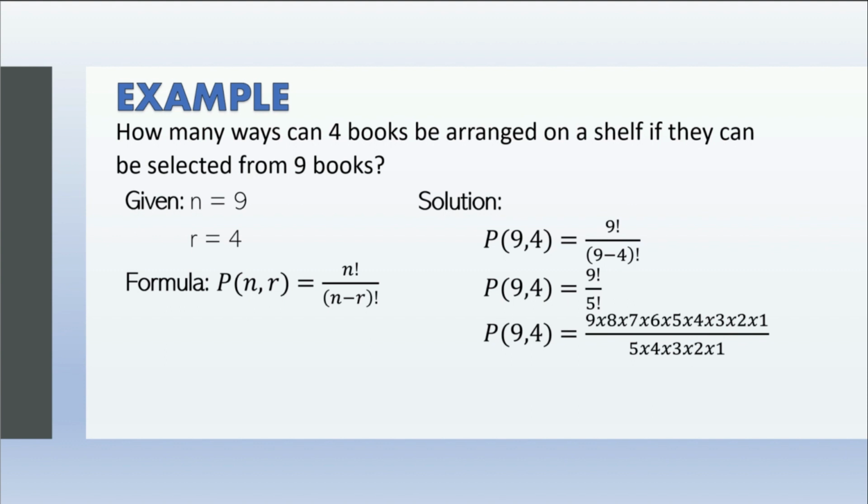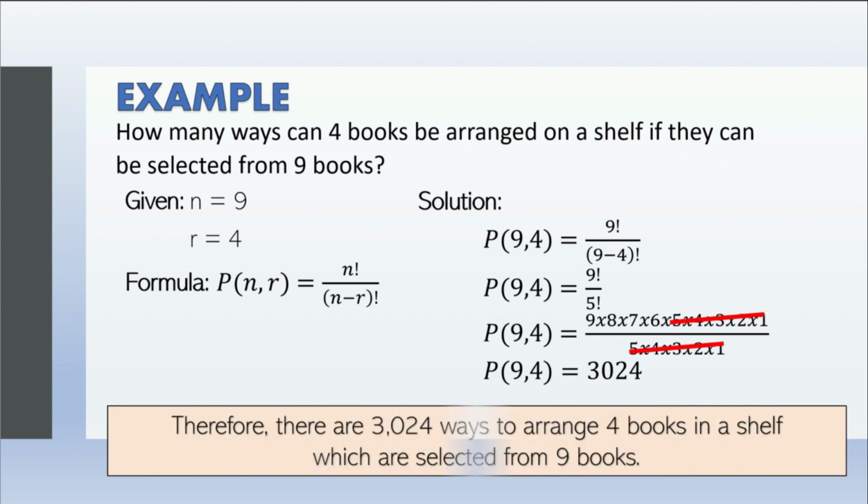And since we have like terms, we can eliminate them. We canceled out 5 times 4 times 3 times 2 times 1. And the remaining terms that we have now are 9 times 8 times 7 times 6. And 9 times 8 times 7 times 6 is equal to 3024. Therefore, there are 3024 ways to arrange 4 books in a shelf which are selected from 9 books.